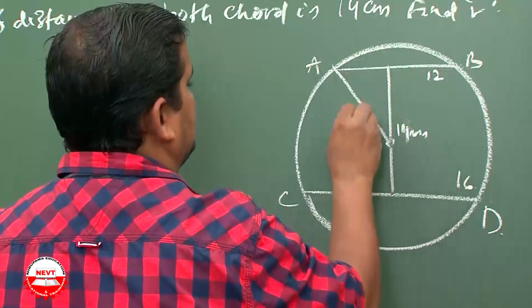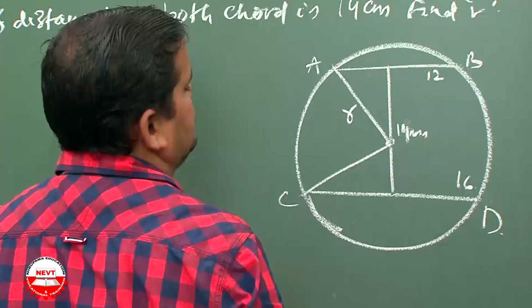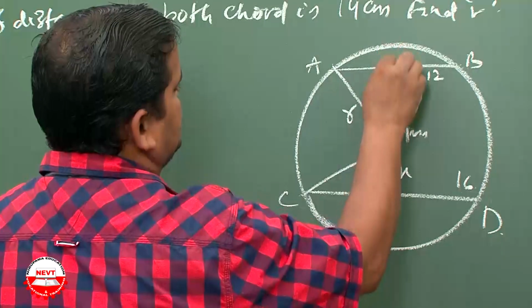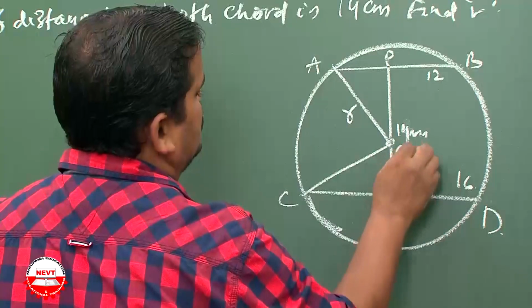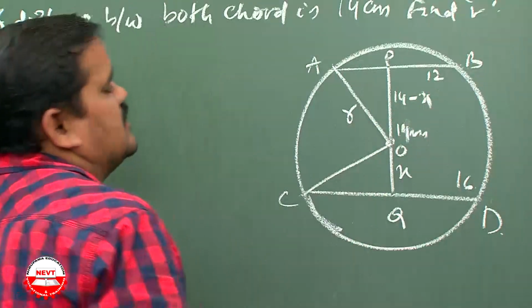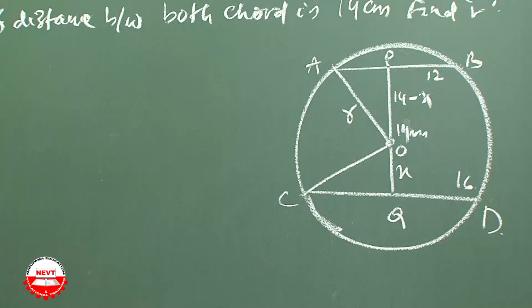So you have to find the radius. Okay? So here do one thing, let's say PQ, O, this is x. So this part is 14 minus x. Okay? So in the same manner we will try.